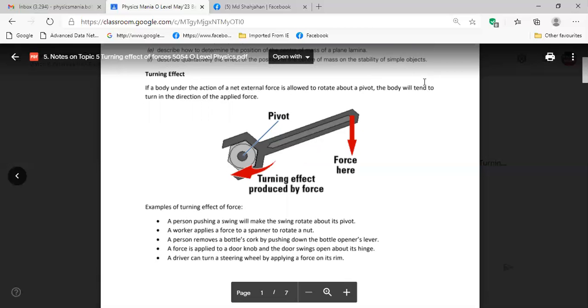Okay, so here we got some examples, and other than these examples, we have also seesaw, right? Playground seesaw. That one is also using turning effect. Then we have scissors. Then pliers, right? All these are examples of turning effect of forces. Then crowbars. They are also using turning effect of forces. And even my laptop's screen. This is also using the turning effect of forces, isn't it? So there are many places we are having this turning effect of forces.